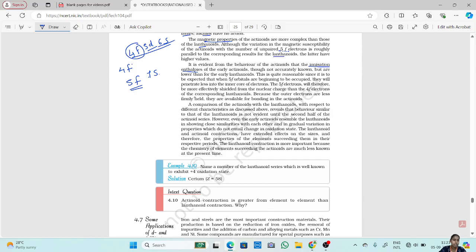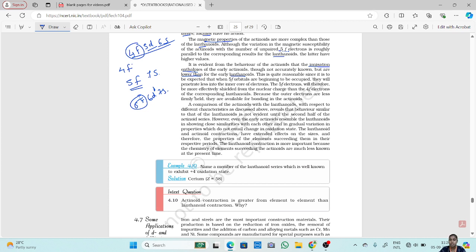And even if there is 5f, 6d and 7s, 6d has only one electron. Here 6d has only one electron. So removing electrons from 5f is rather easier than from 4f. So that's why the ionization enthalpy of actinoids is lower than that of lanthanoids.